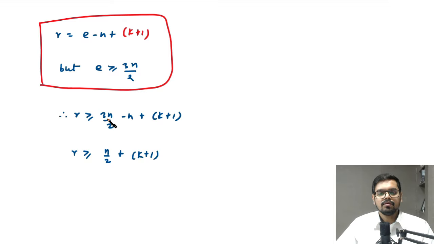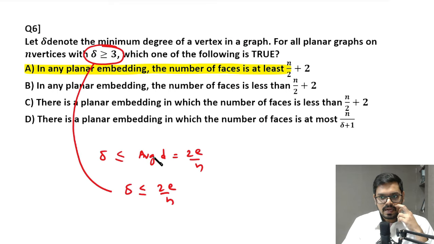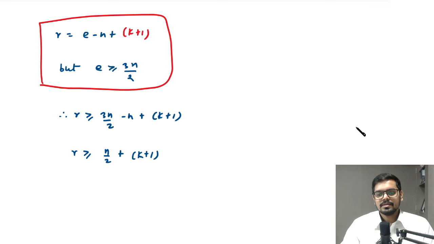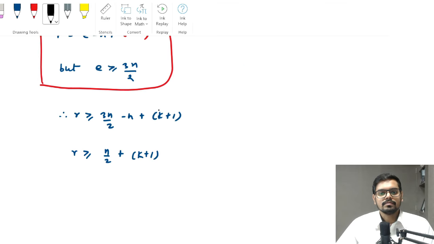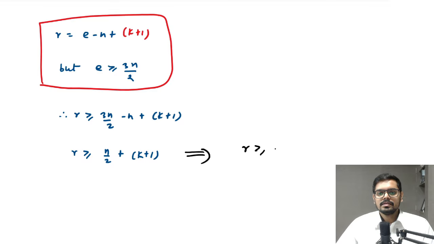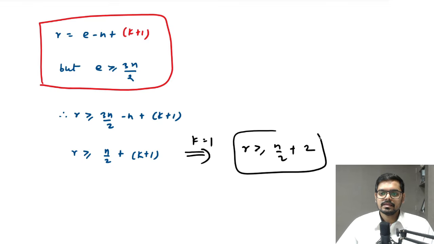Combine these two. It would be 3N minus 2N by 2, which is N by 2, and then we have plus K plus 1. So the number of faces is at least N by 2 plus K plus 1. That should be the option, but that is not present, which means you can see plus 2 in the options. So indirectly they are saying substitute K is equal to 1. So R is greater than or equal to N by 2 plus, if I substitute K as 1, then K plus 1 would be 2.